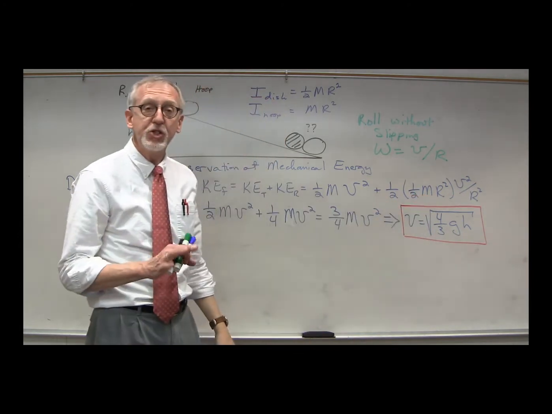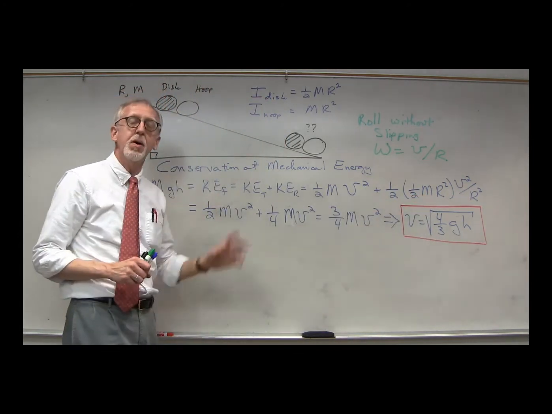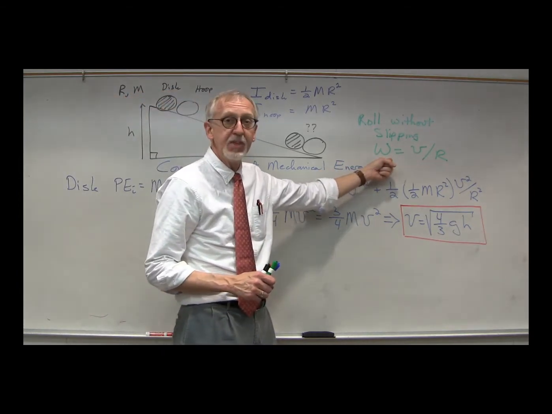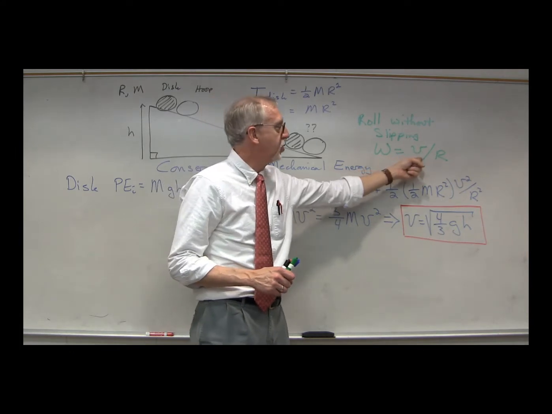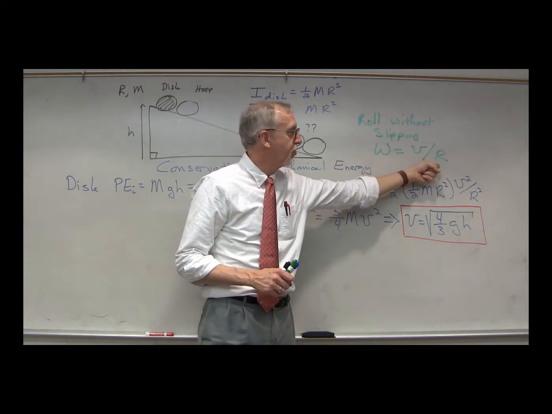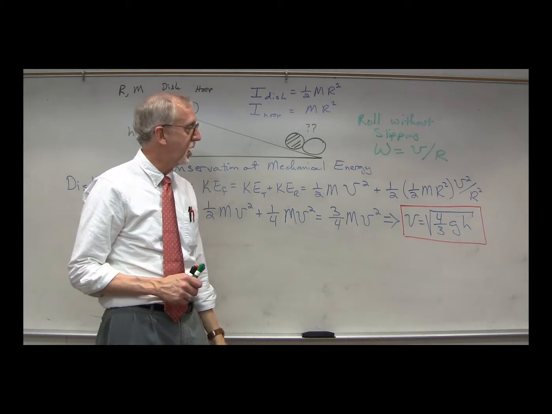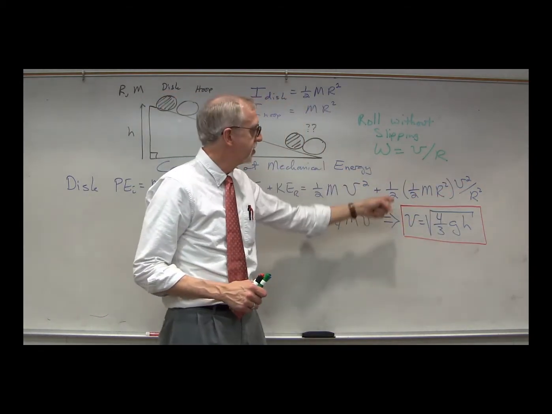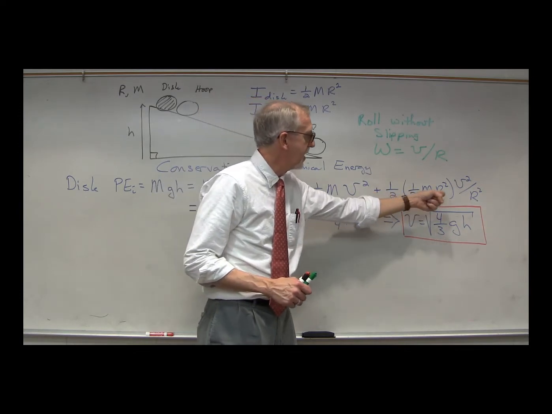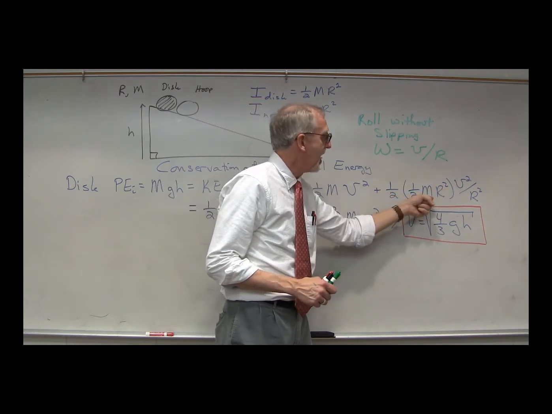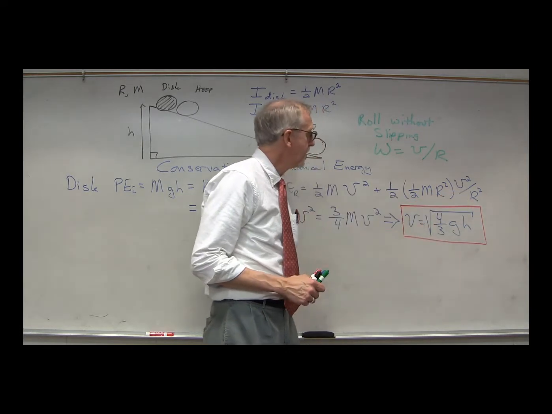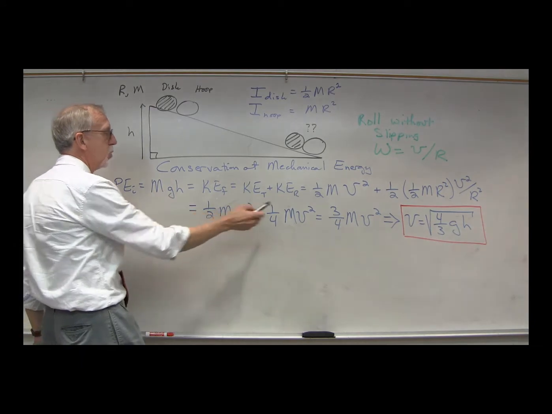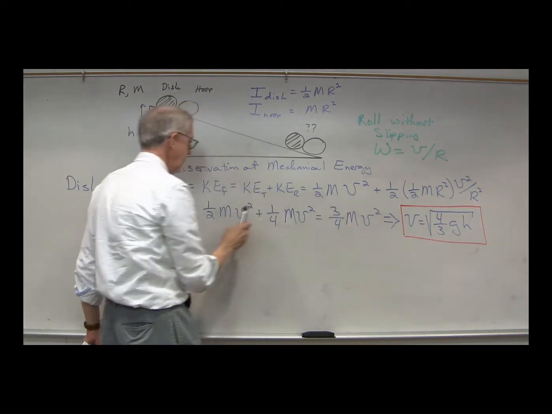And now we're going to assume that both the disk and the hoop are rolling without slipping. In other words, we know that omega, the angular velocity, must equal v, the linear velocity, over the radius. Omega equals v over r. So omega squared is v squared over r squared. So this is just the 1/2 I omega squared term. So multiplying this out, we have that mgh equals 1/2 mv squared.